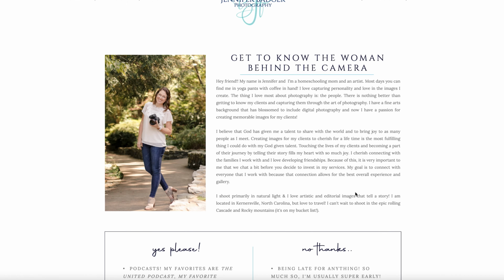Let's break up some of this text and let's add another image or two of your face, because your face is beautiful and you matter.